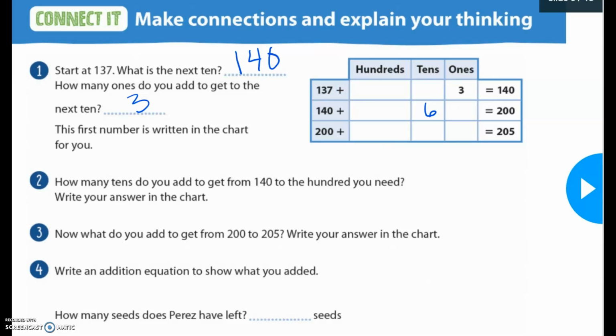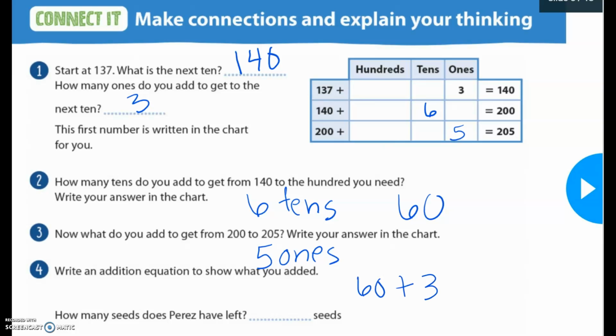Okay, and then it says, so how many 10s do we need? We need to add 6 10s, which if we're going to leave it as a 6, we need to write 6 10s, or you could write the number 60. Now what would you add to get from 200 to 205? We would need to add 5 1s. Now it says write the addition equation that you would need. Well, we'd have to add 6 10s, which is 60, plus 3 1s, plus 5 1s, which would leave 68.